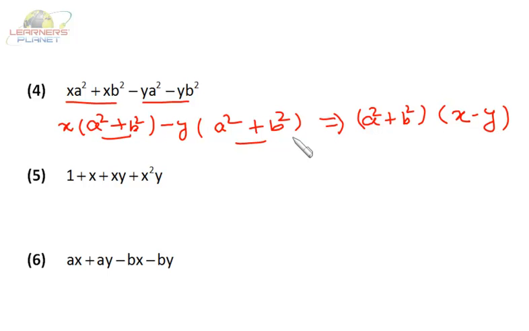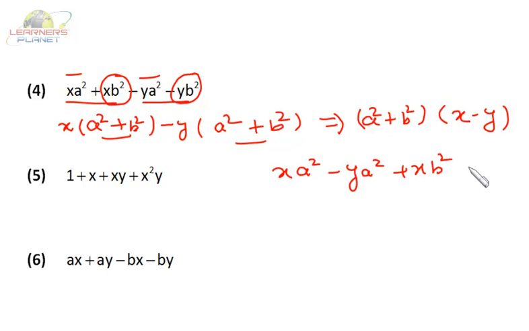Okay, now instead of that, suppose I make a group of xa square minus ya square and xb square minus yb square. Then also I'll be getting the same answer. Let's do it over here. It's xa square minus ya square plus xb square minus yb square.